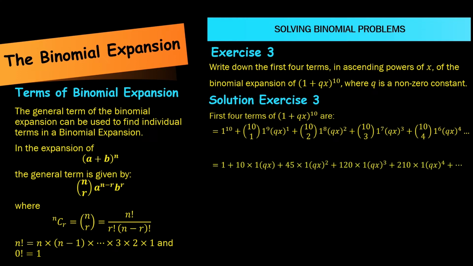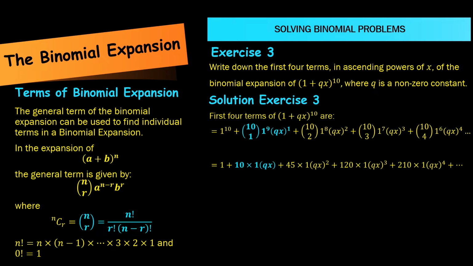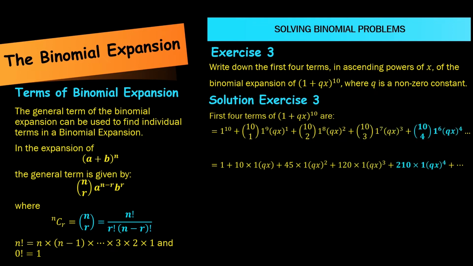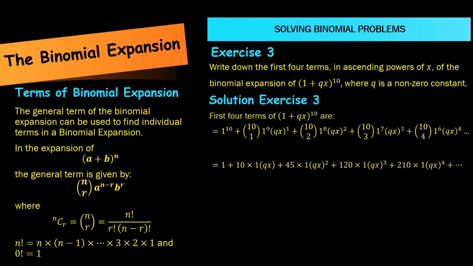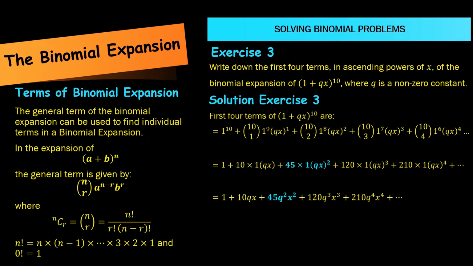And now tidying up, we have 1 plus the x term plus the x squared term, the x cubed term, and the x to the power 4 term. And then tidying up some more, we have the first four terms in ascending powers of x of the binomial expansion of 1 plus qx all raised to the power 10 as required.